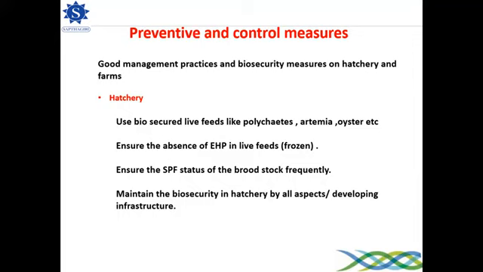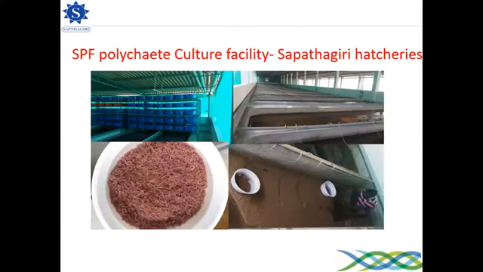And hatchery people have to focus on producing live feeds like polychaetes and other things to ensure biosecurity. This is a typical example of an SPF polychaete culture facility in Saptagiri hatcheries. Only through SPF polychaete and live feeds can we achieve SPF, EHP-free status PLs.